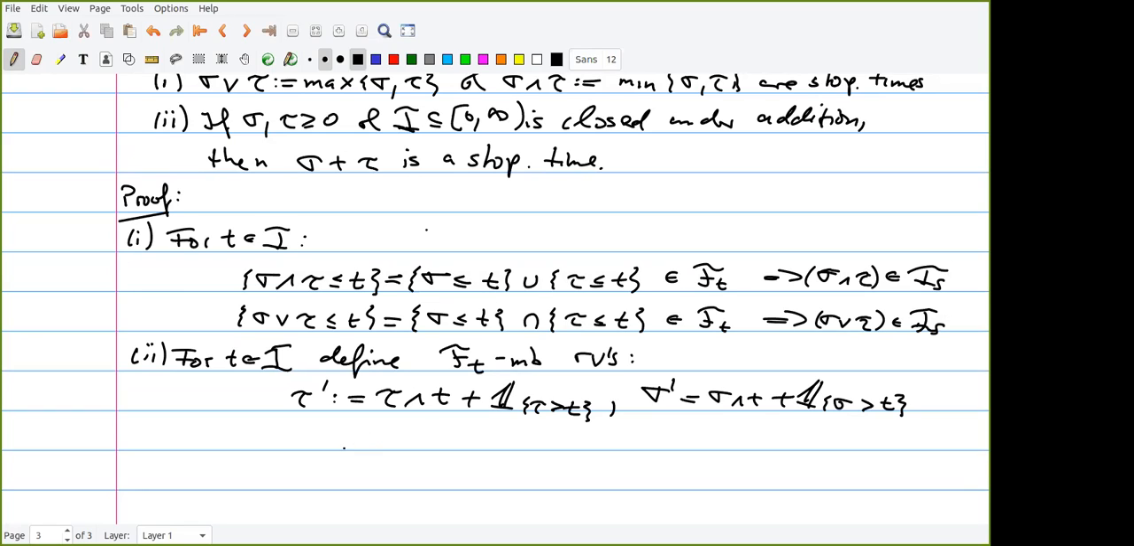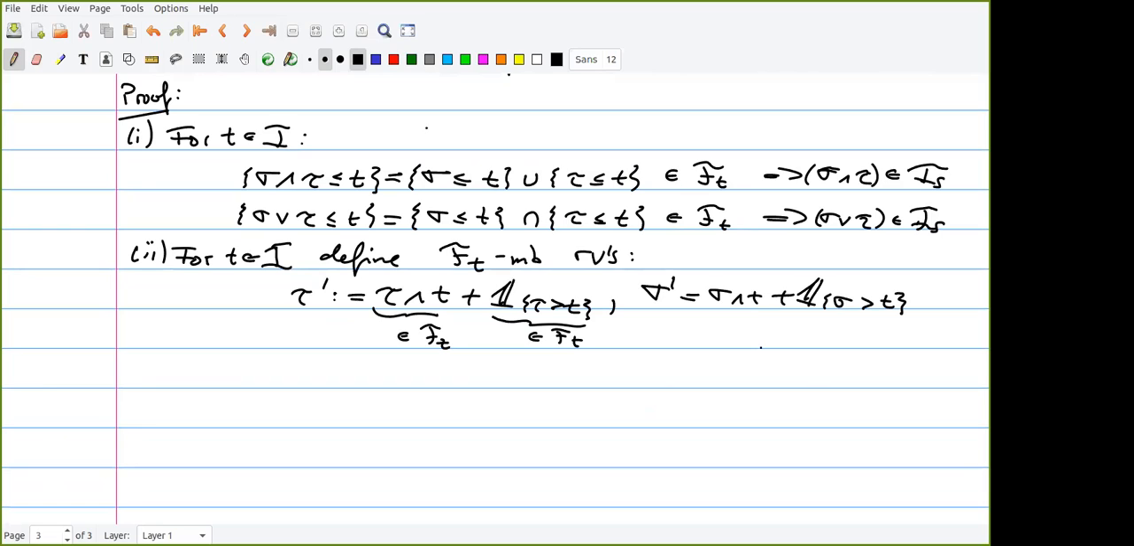The moment sigma is bigger than t, we set sigma prime to be t plus 1, right? And why is this ft measurable? This here is ft measurable, and this, right, because we take the minimum as ft measurable, so we are fine. Same for sigma prime. But now, this is why we played this little game here, introducing new random variables.